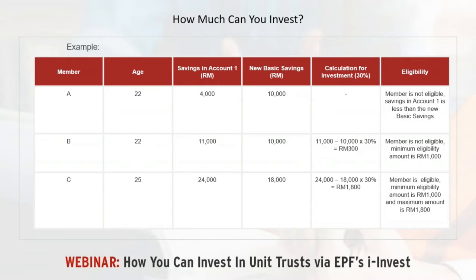For member C, who is 25 years old, the current savings in Account 1 is 24,000. The basic savings is 18,000 for 25 years old. After calculating, this member is eligible. The minimum amount is 1,000. The maximum amount is up to 1,800.